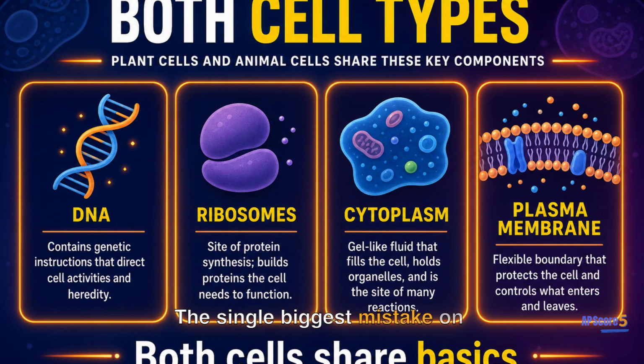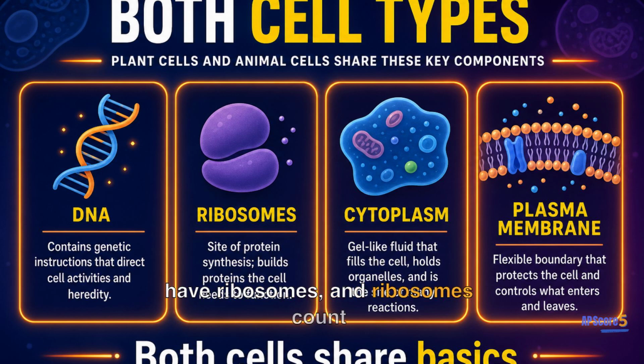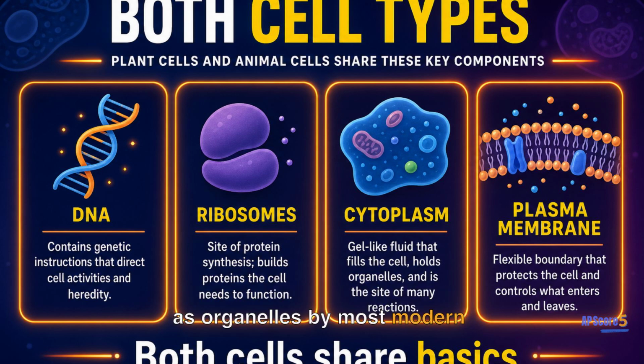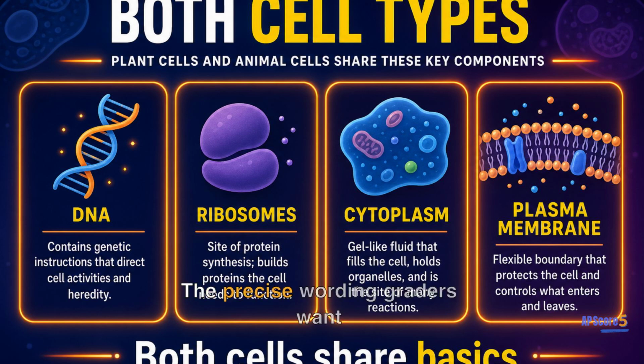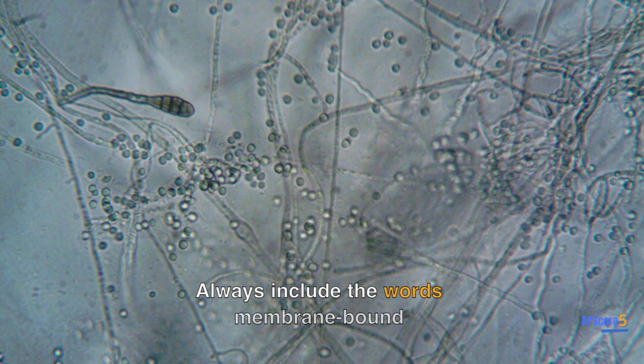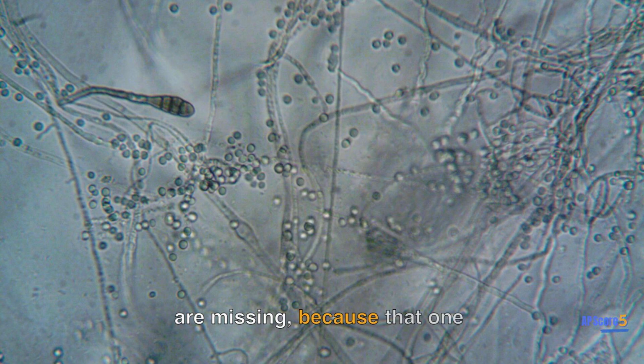The single biggest mistake on this comparison is saying prokaryotes have no organelles. That answer loses points because prokaryotes do have ribosomes, and ribosomes count as organelles by most modern definitions. The precise wording graders want is that prokaryotes lack membrane-bound organelles, not that they lack organelles entirely. Always include the words membrane-bound when you describe what prokaryotes are missing, because that one phrase is often the difference between full credit and partial credit.